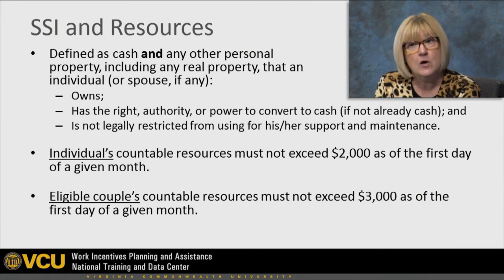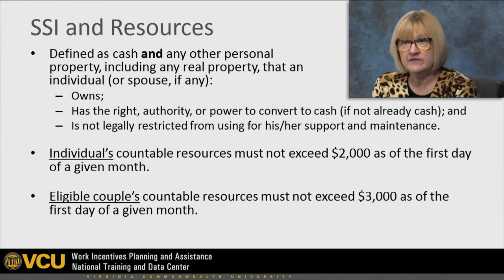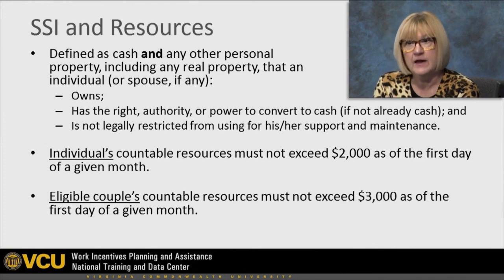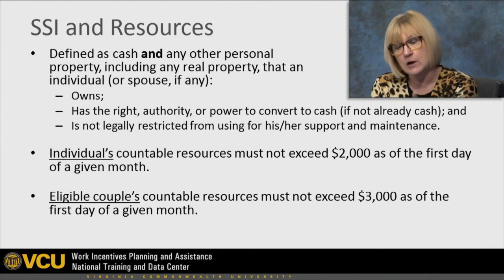Now, there are limits on the amount of countable resources that an SSI individual and eligible couple can have. And that resource limit is currently $2,000 for an individual and $3,000 for a couple, okay? And that is as of the first day of each month. So let's say that I got a paycheck this month and I spent all of it on things that I needed and I didn't retain any of it as of the first day of the following month. Then none of that income that I received this month will count as a resource the next month.